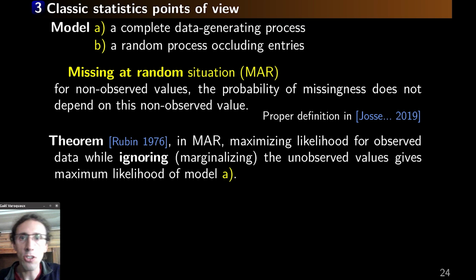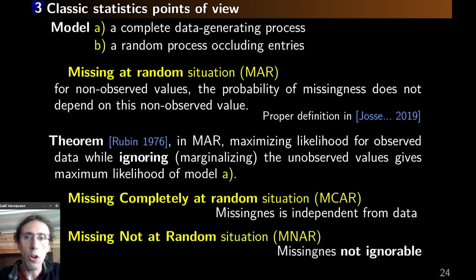There's a classic statistical literature on this, and the underlying model is that we have first a complete data generating process, and second, a random process that occludes the entries. For a specific missing value situation, missing at random, which is defined as the probability of missingness not depending on the unobserved value, there's a very powerful theoretical result that tells us that in this situation we can still do maximum likelihood while ignoring the unobserved value and retrieve a good maximum likelihood estimate.